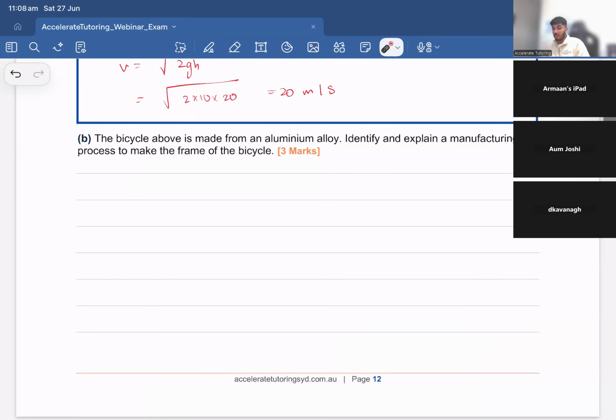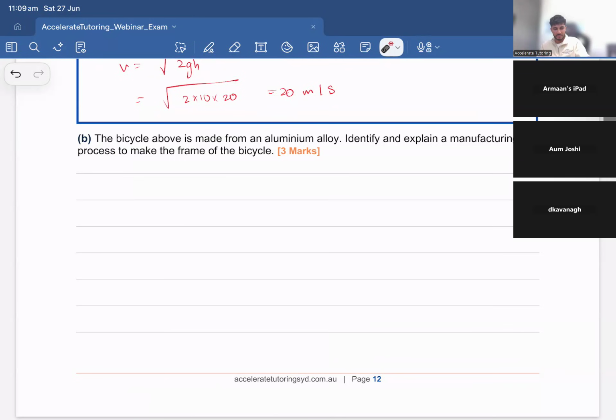That is far beyond what they would expect as a response in the HSC or your trials. That is like a university level response. The fantastic thing that Josephina's added in is TIG welding. It's important you mention that specifically. Aluminium, unfortunately, is not a material that you can weld using other methods. It has to be specifically done through tungsten inert gas. So TIG welding is the process itself that has to be used.